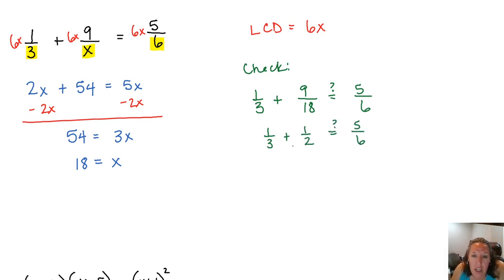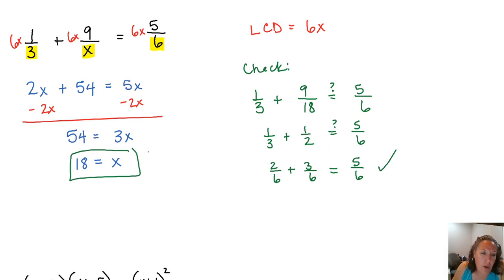And then if we want to add 1/3 plus 1/2, we need to get a common denominator. 2 and 3 both go into 6. So we can write 1/3 as 2 over 6, and we can write 1/2 as 3 over 6, and we do see that 2/6 plus 3/6 is equal to 5/6, so it works out. 18 is our solution.